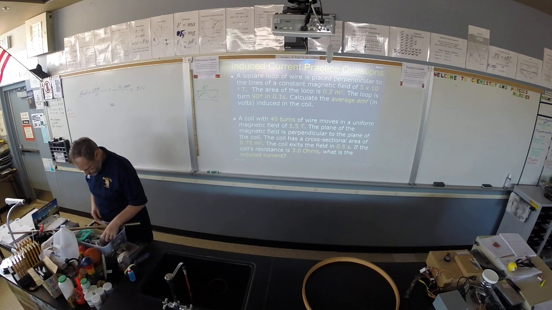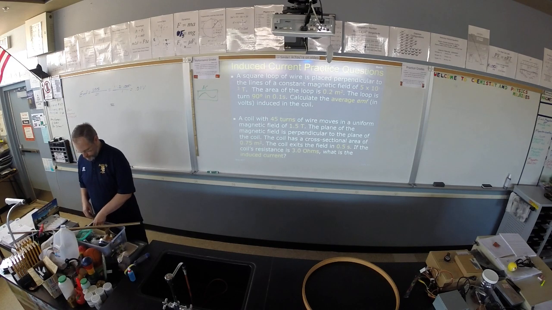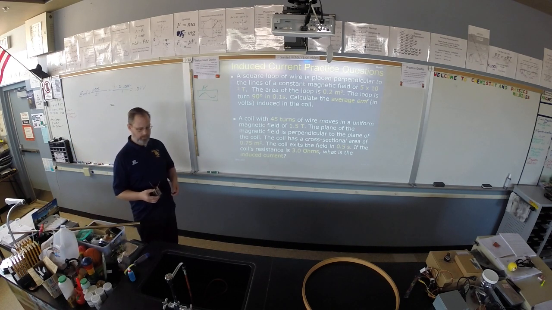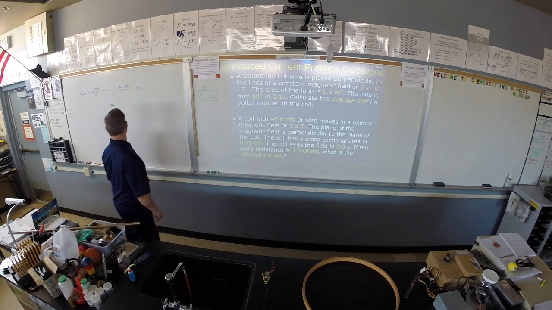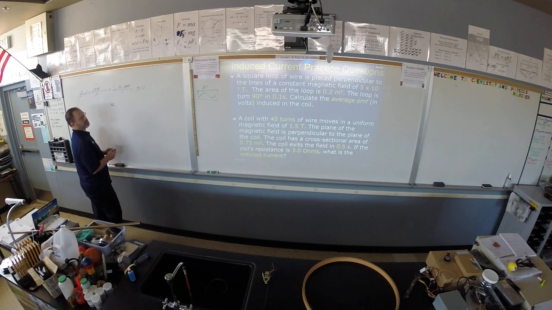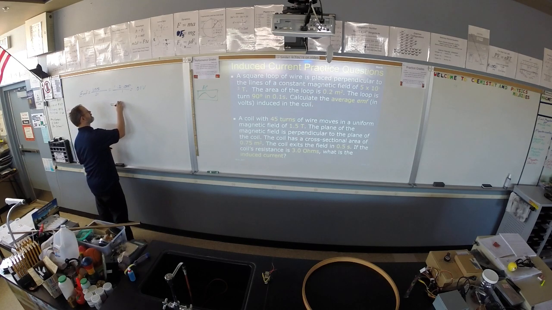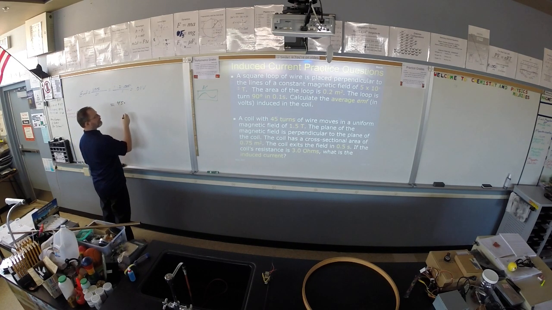No. What did you get? 33 point something. Why? Because you're finding current. That's fine. Wait, so what do you do? Just multiply by 45? Divide by 0.5. Oh. I got 33.